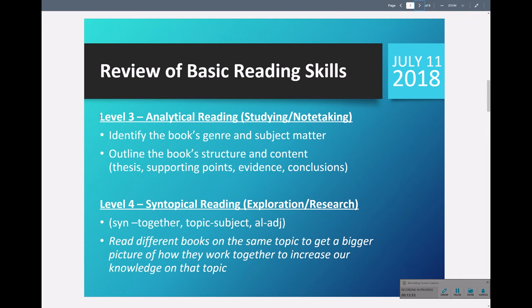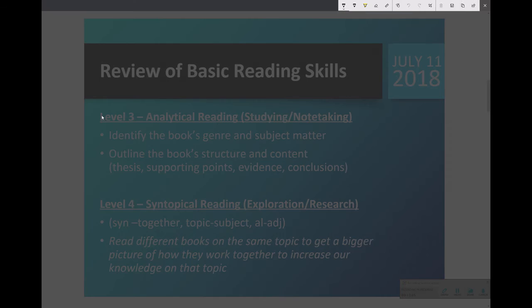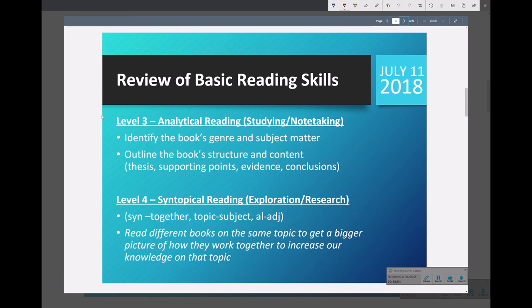The next 2 levels, these are the levels of reading that are going to help you take notes and have the necessary information you need to summarize articles, to analyze the key points in them, and to have the ingredients, the information that you need to make comparisons, to find the best piece of evidence, and to interpret them. So here goes. Let's start with level 3.